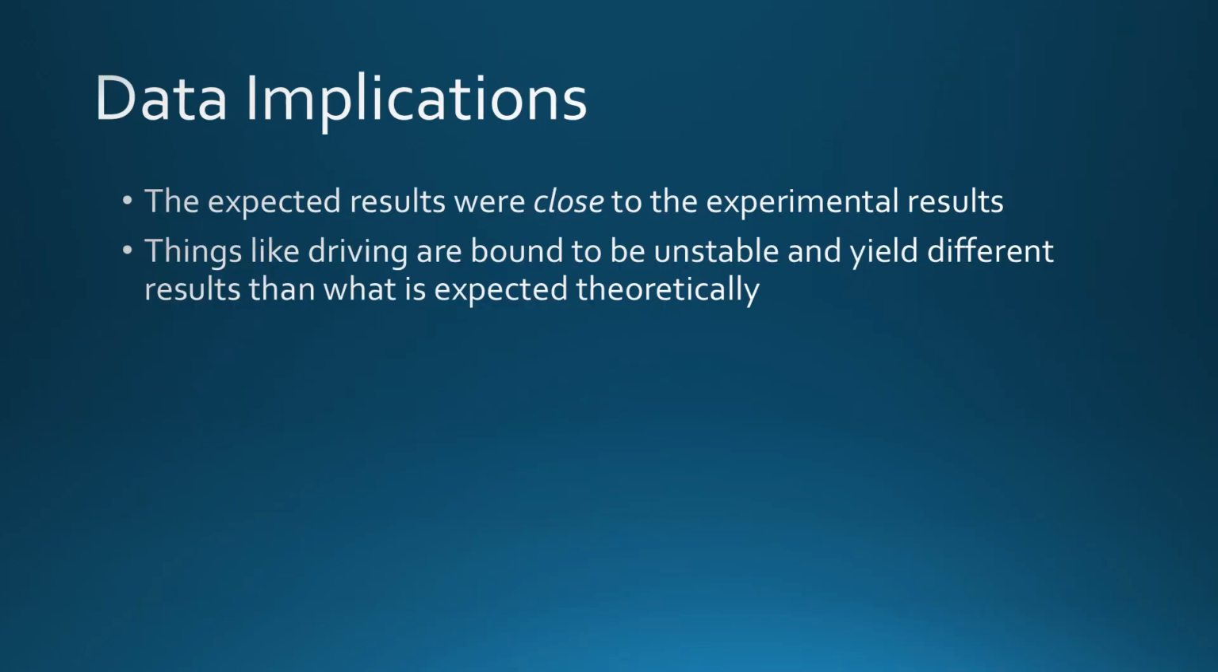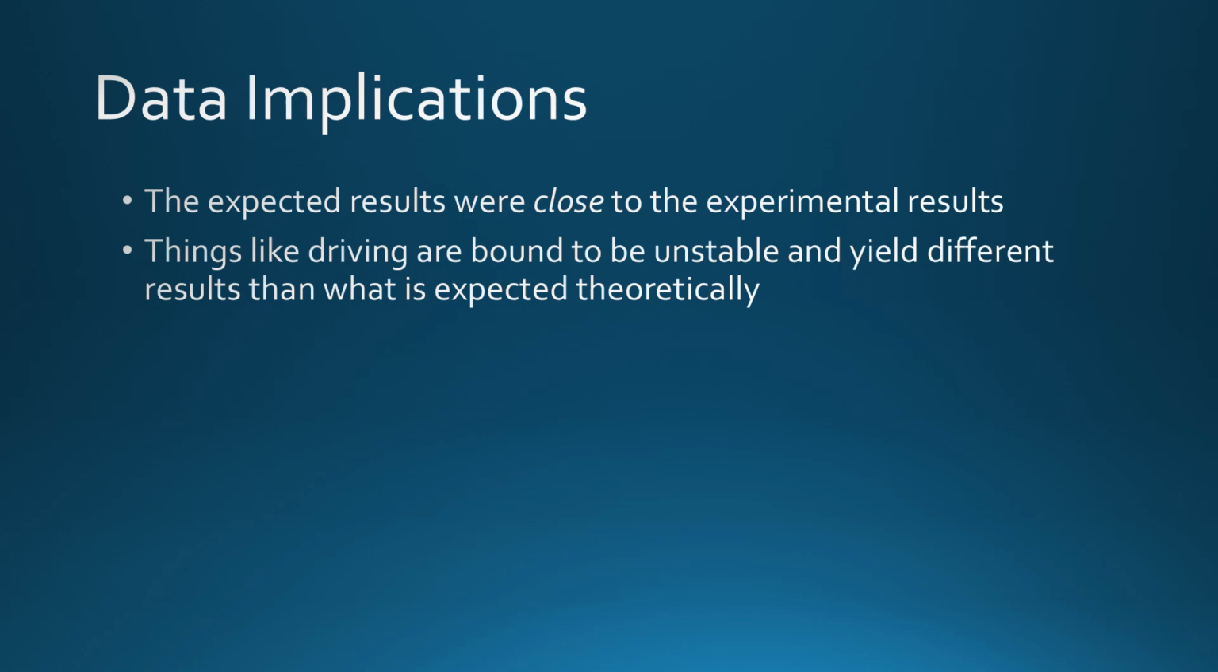Now, what are the data implications? First, the expected results were close to the experimental results. This shows that the expected results hold real-world application. Even in an instance where the acceleration vector is all over the place, we were still able to observe a pattern that showed what we expected.